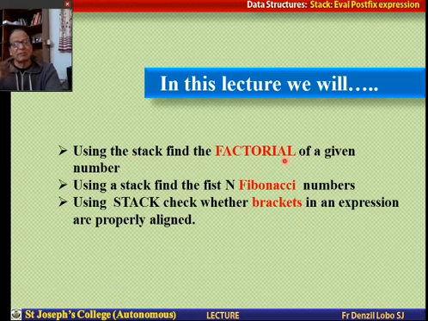We have already done that when we learned C, finding a factorial by multiplying 1, 2, 3, 4, and also with a recursive function. We have written a recursive function to find the factorial of a given number. Similarly, using a stack, we will find the first n Fibonacci numbers. Maybe n could be 10 or 20 or whatever it is. And then also using a stack, check whether the brackets in a mathematical expression are properly placed, properly aligned. So that is what we are going to do.